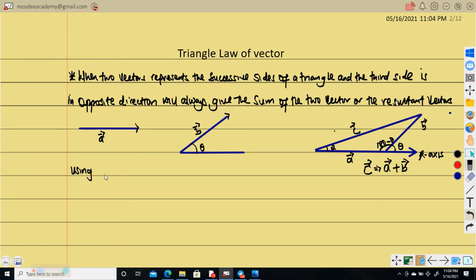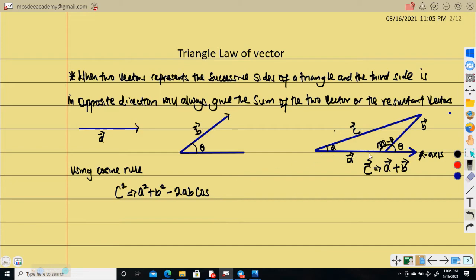Using the cosine rule, we can directly say the resultant vector, which is the sum of the two other vectors, is equal to, from the cosine rule, c squared, the third side, equals the squares of the two other sides, a squared plus b squared, minus twice the product of a and b, then cosine of the angle between a and b.